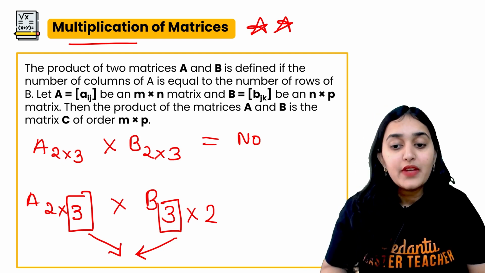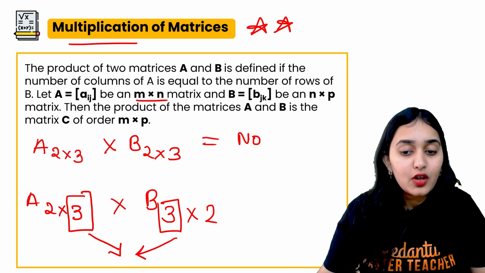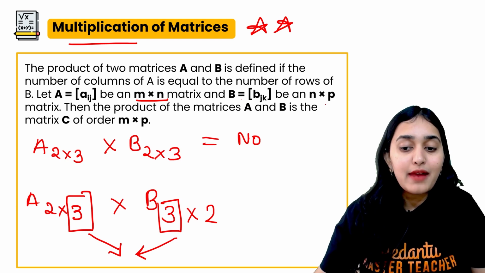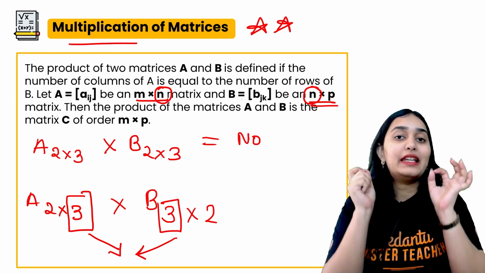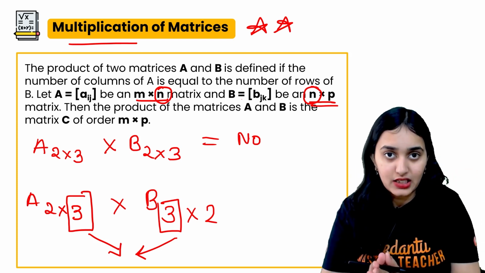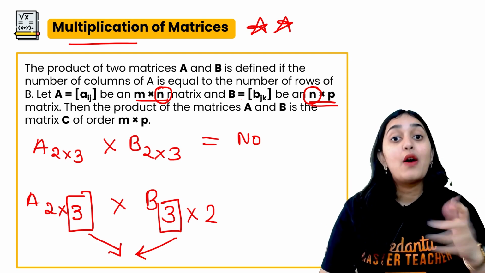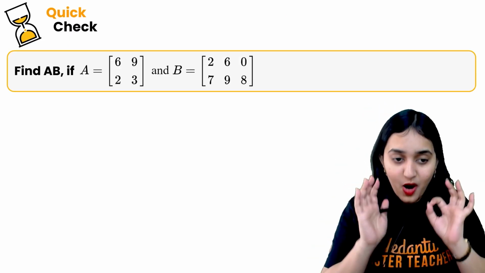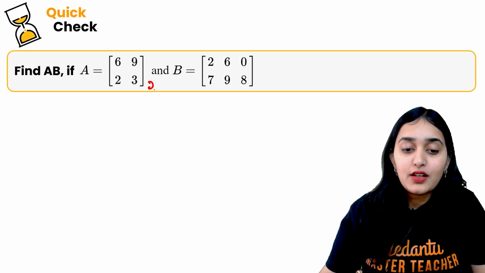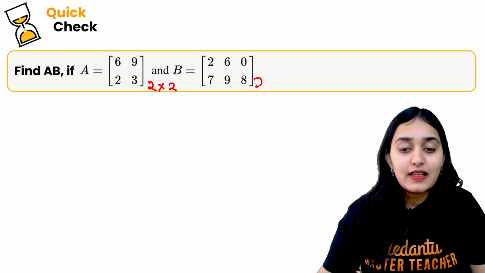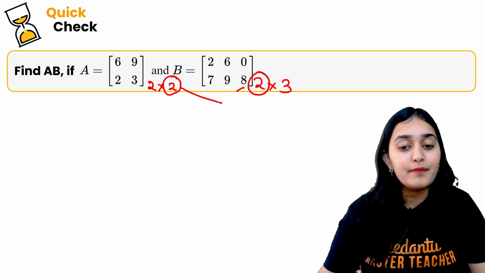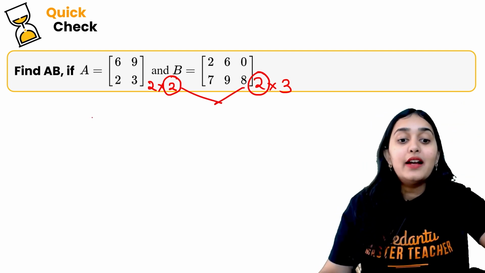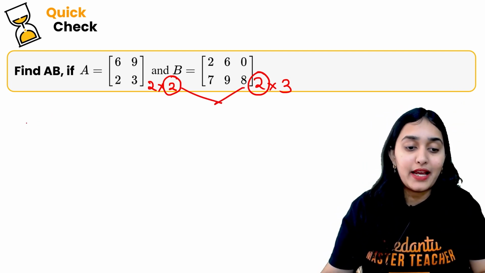Clear to all of you? So if the matrix is M cross N and if the B matrix is N cross P, so here the number of column, here the number of rows, if they are same, only then you can do the multiplication. Rule is clear? Now, how you do the multiplication? Observe. Now, this is a 2 cross 2 matrix. This is 2 cross 3 matrix. Number of column, number of rows, same. So, we can multiply them. Now, observe how you multiply them.